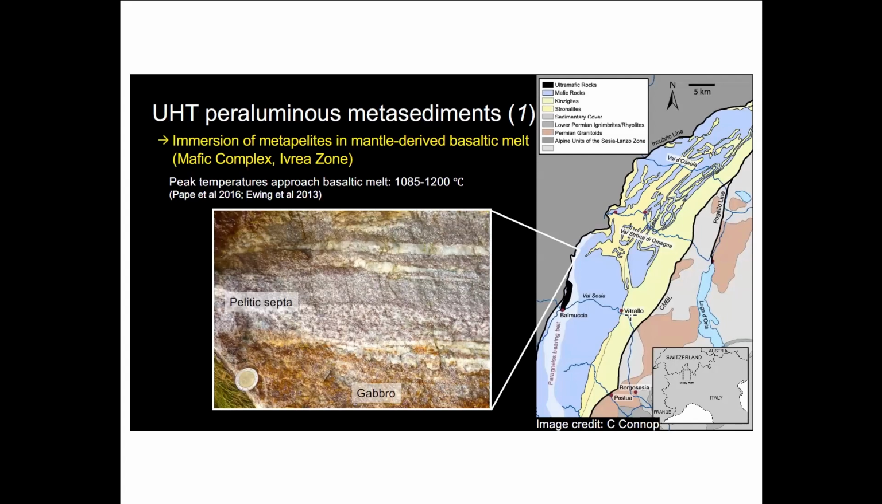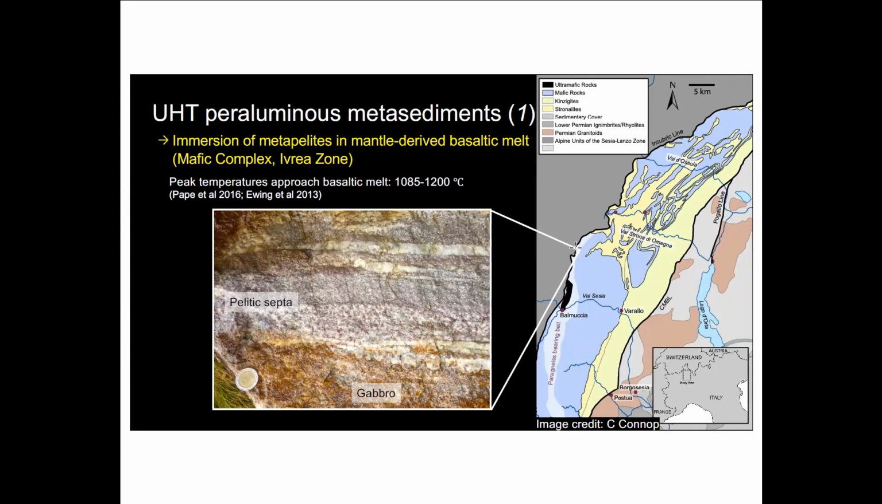Why are we doing this? What does a UHT peraluminous metasediment actually look like? I'm not emphasizing or proposing that these rocks are relaminates, rather using this as a case study to demonstrate the geochemical characteristics of UHT metasediments. And I'm not going to give a background to the Ivrea zone, I feel that's been done already.